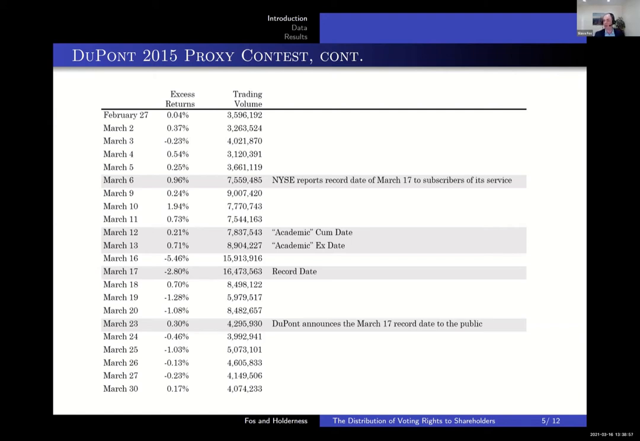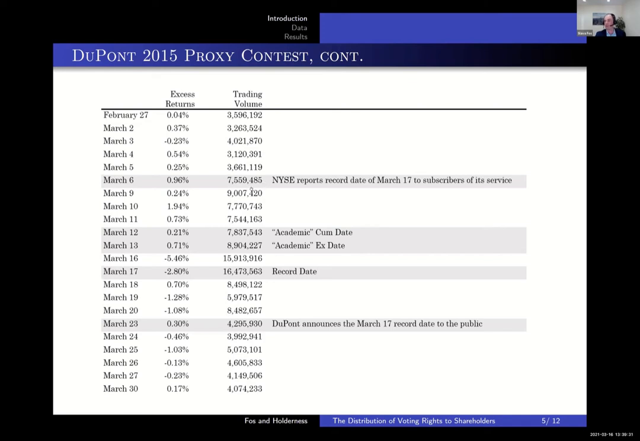Potentially even more interesting, you can see here that on March 6, the New York Stock Exchange privately notified an investor who subscribed to their services about the upcoming record date. So at that point in time, on March 6, the broad population of shareholders didn't know when the record date was. But the New York Stock Exchange, a self-regulated institution, requires companies to give this notification, and they privately communicated it to subscribed investors. On that day, there was a substantial increase in trading activity.